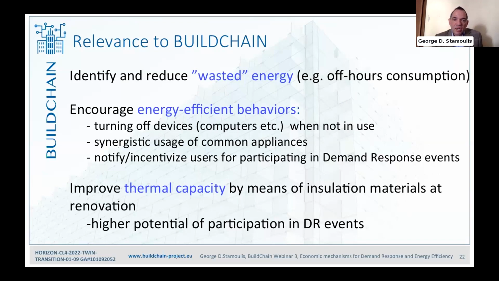And how can these incentives be offered? In the way I mentioned in the previous slides, using, for example, the mobile app or some kind of lottery tickets or a movie ticket or some other kind of benefit, provided, of course, that we have the right means of recording or verifying that such energy efficient behavior has actually taken place and has been adopted by the users.